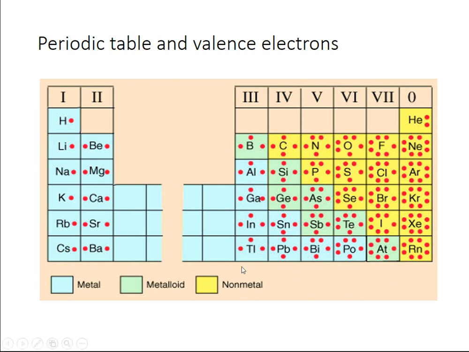So this is a periodic table. What we are doing with this periodic table is showing valence electrons. You can see group 1 has 1 valence electron. Group 2 has 2 valence electrons. Group 3, 1, 2, 3. Group 4, 1, 2, 3, 4. Group 5, 1, 2, 3, 4, 5. Group 6, 1, 2, 3, 4, 5, 6. Group 7, 7 valence electrons. And group 8, we have 8 valence electrons.